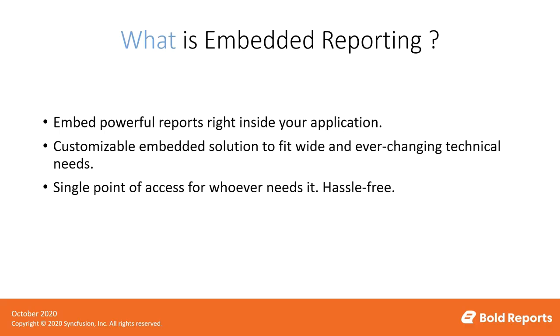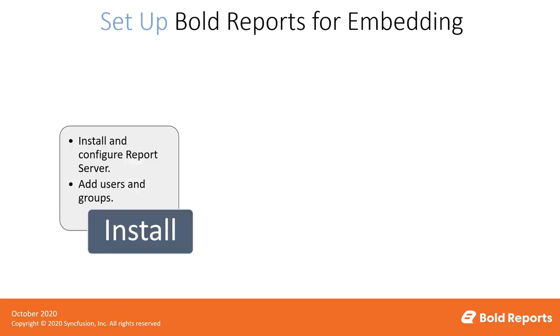Now let me explain how to set up the embedded reporting and the process of embedding into your applications. It's a simple three-step process. You have to either install or create a tenant for the Bold Reports application. Add users and groups into the report server to form an organization. And then design the reports with our designer and publish to the server. And finally, embed the desired report into your application with any of the below embedding methods.